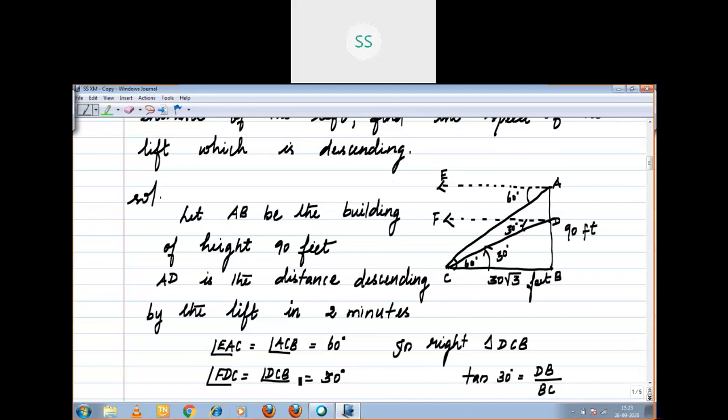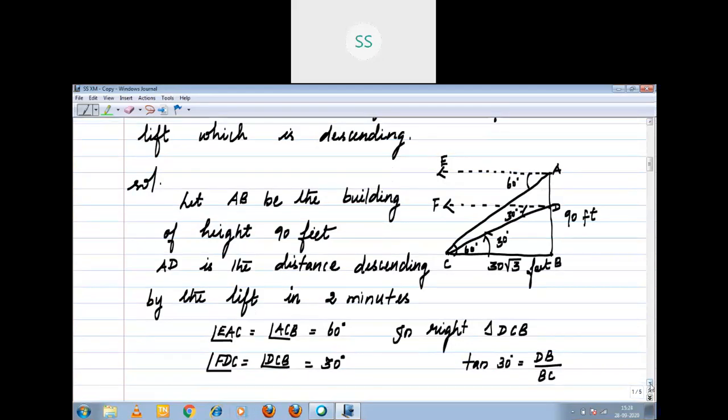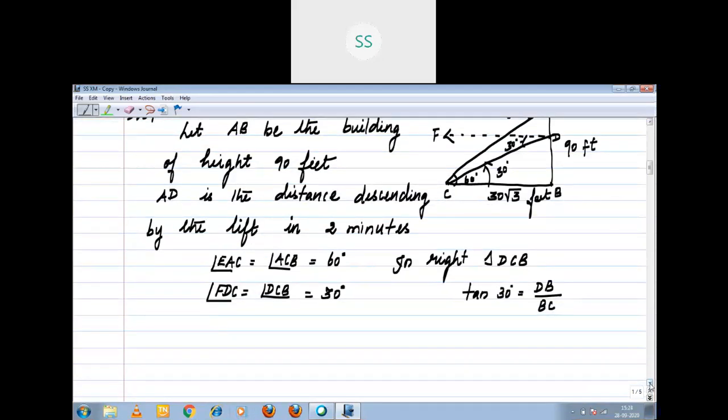Now, what is tan 30 degrees? You know the value of tan 30 degrees. So, 1 by root 3 equals DB divided by 30 root 3. Root 3 cancels. Then what is your DB? DB equals 30 feet.